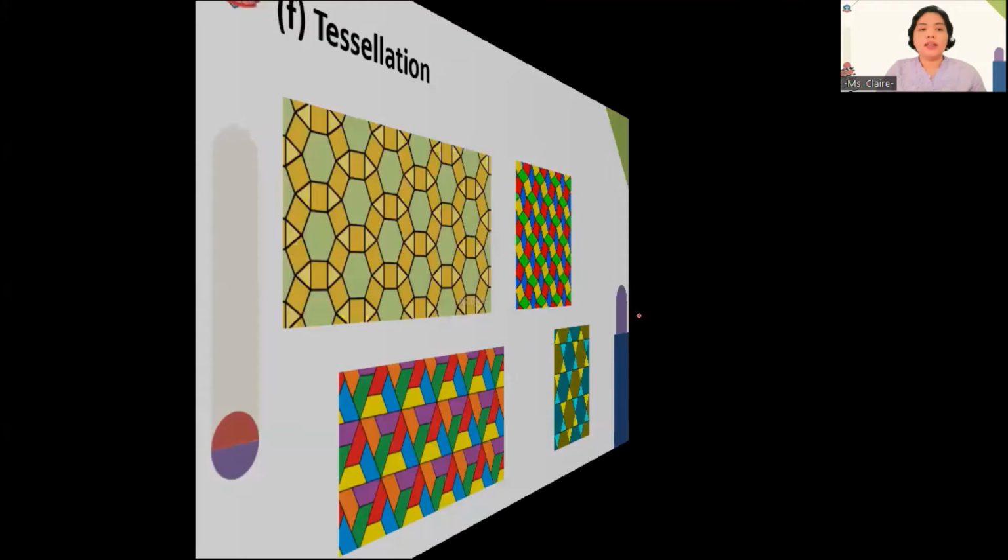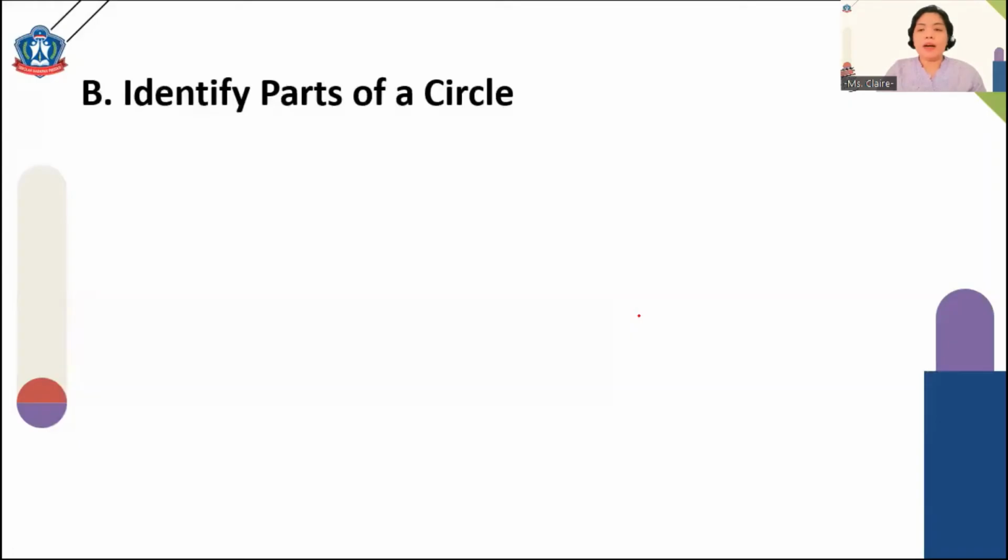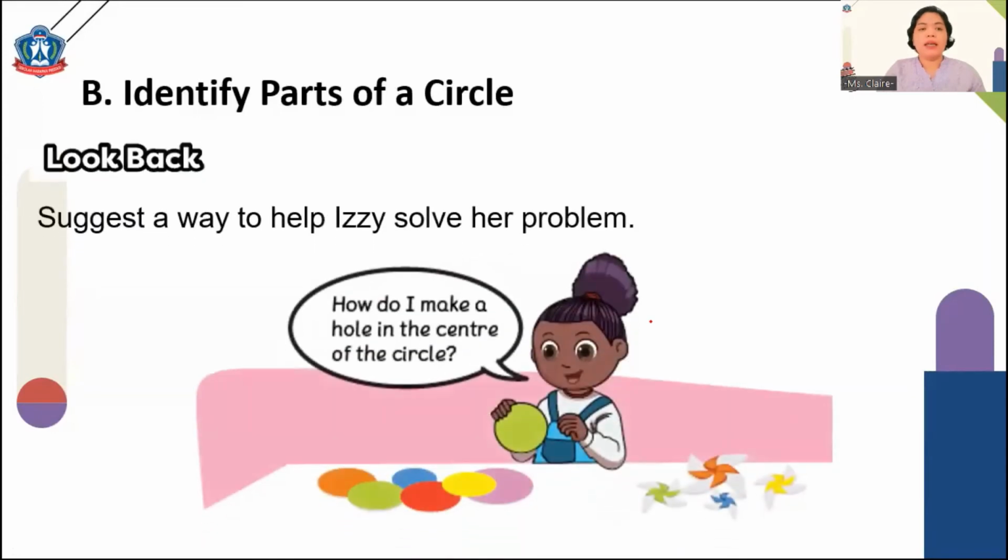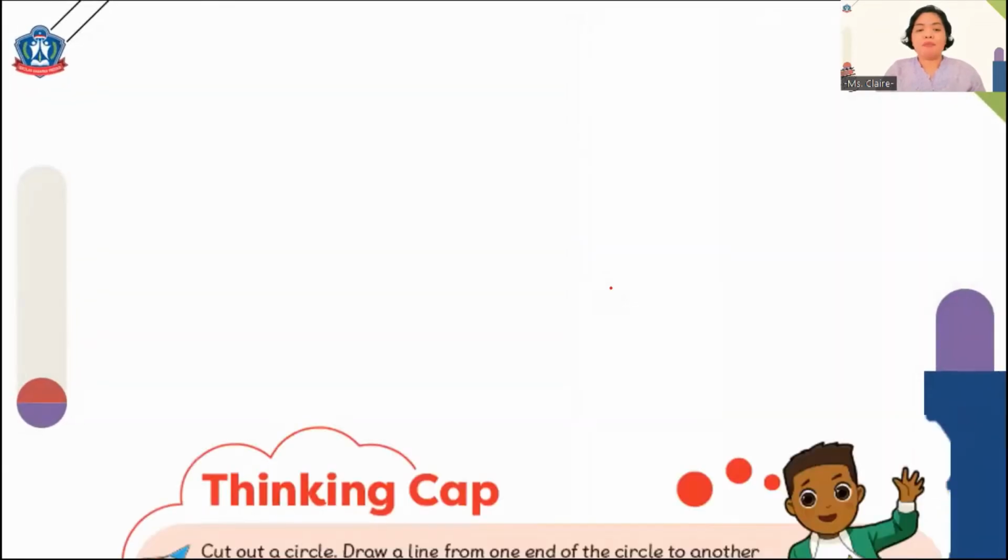Now let's go to lesson B. Identify parts of a circle. Now look at here. AZ has a problem. How do I make a hole in the center of the circle? Can you help AZ? Okay.